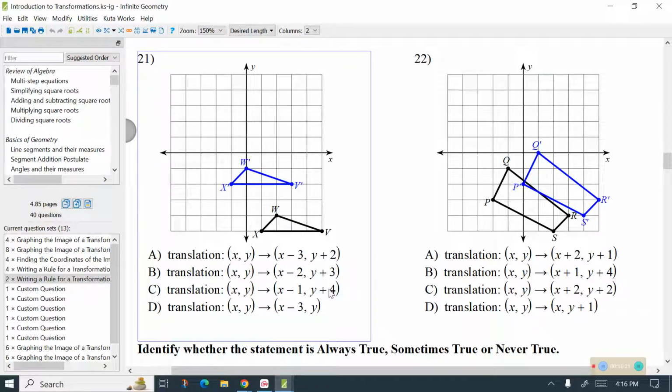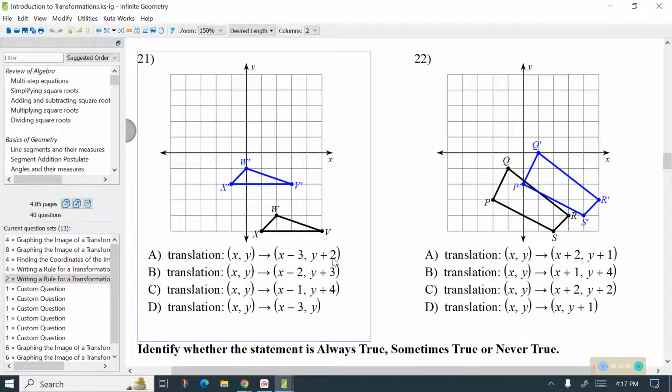Okay, look at C. C is telling us that these points are all going up 4 units, but let's count. 1, 2, 3, 4. All right, B does not go up 4 units. B only goes up 3 units. So it can't be C. And now we already suspect that the answer is B.